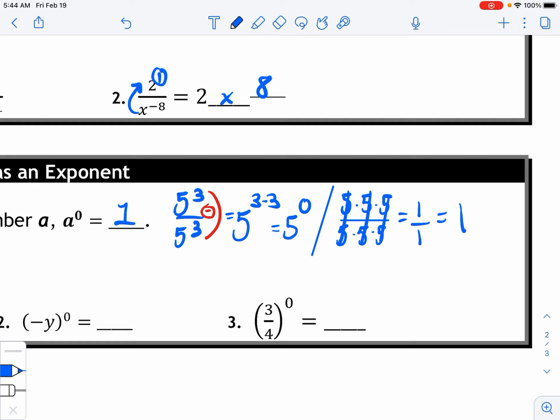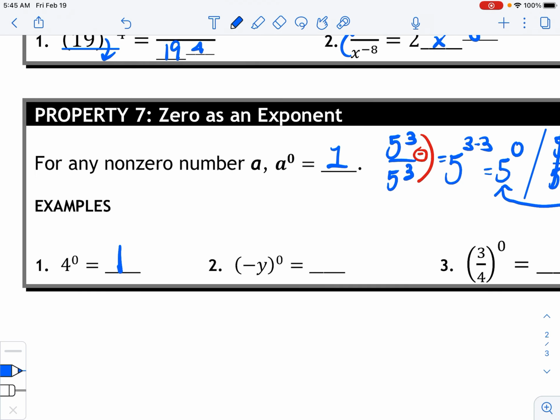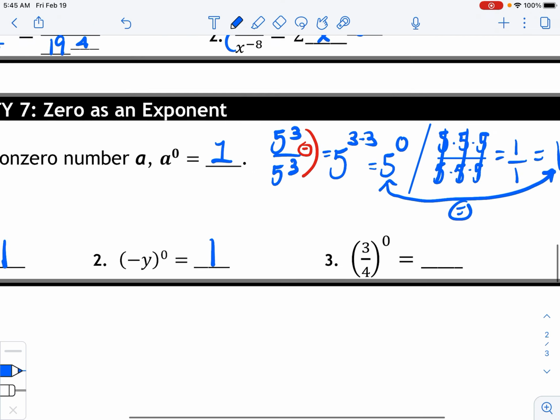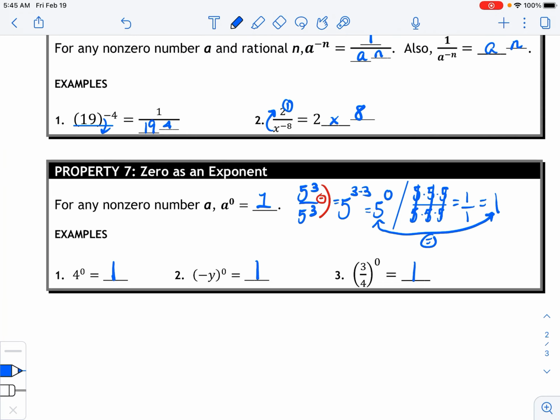So then, by default, these two expressions are equivalent. And that's how we're able to prove that any base to the 0 power equals 1. So down here for our examples, 4 to the 0 power, automatically 1. Negative y to the 0 power, automatically 1. 3/4 to the 0 power, automatically 1. Any non-zero base, number or variable, raised to the 0 power equals 1. And that's how that property is done.